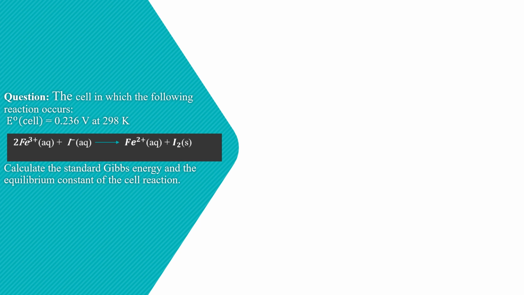This can be seen by this question also. The question is, the cell in which the following reaction occurs. E naught of cell is given, that is 0.236 volt at 298 Kelvin, and the reaction is given: 2Fe3+ plus 2I minus gives 2Fe2+ plus I2. Calculate the standard Gibbs energy and the equilibrium constant of the reaction. Solution. Given E naught of cell is equal to 0.236 volt. Gibbs energy delta G naught is minus nF E naught of cell, where n is equal to 2.